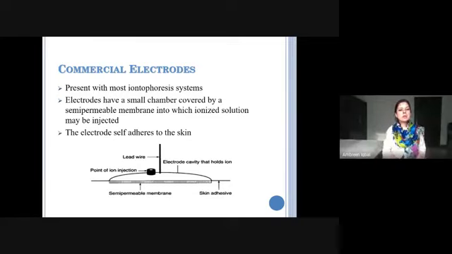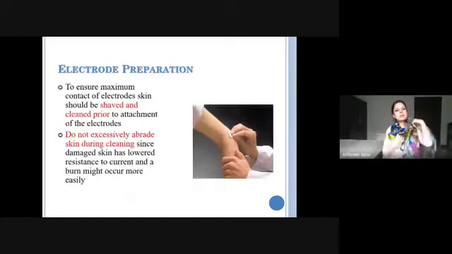The electrodes self-adhere to the skin. These electrodes adhere to the skin, and you inject the solution into this chamber, and then it passes through this semi-permeable membrane and transfers the ions when you apply the current. So it depends upon the ions you are going to introduce, and upon the lead you connect either to the positive terminal or to the negative terminal.